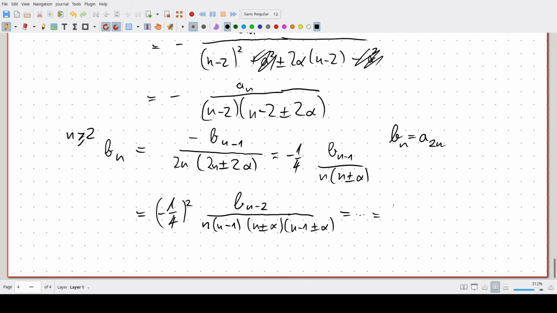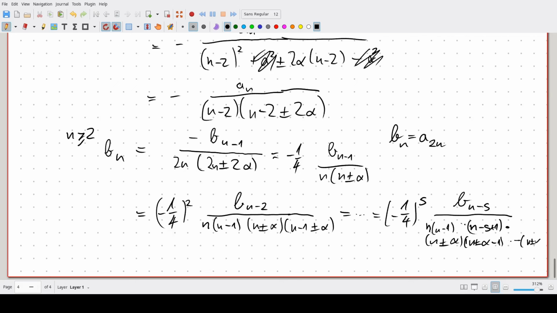And if we do this a couple of times, we get a factor of minus 1/4 for every time we reduce b_{n-s}, and then for every time we reduce we get a smaller factor. So we have n times (n minus 1), and so on until n minus s plus 1, making for s many factors, and then we have (n plus or minus alpha)(n plus or minus alpha minus 1), and so on until n plus or minus alpha minus s plus 1. So again, s many factors.